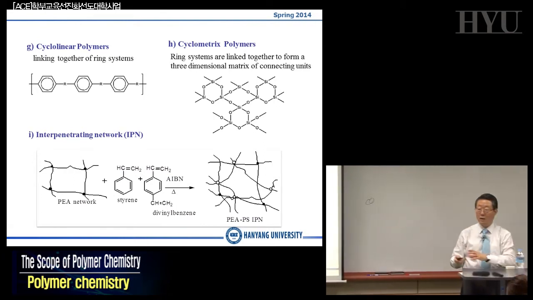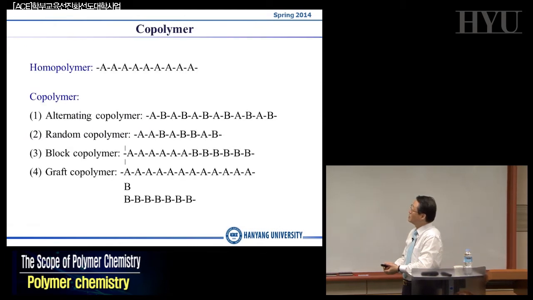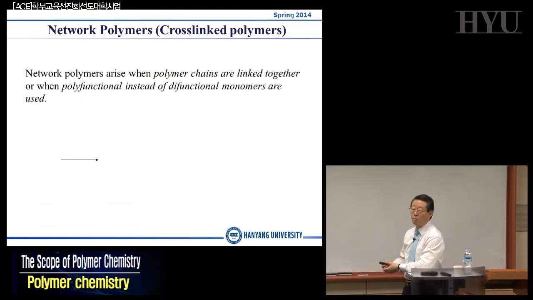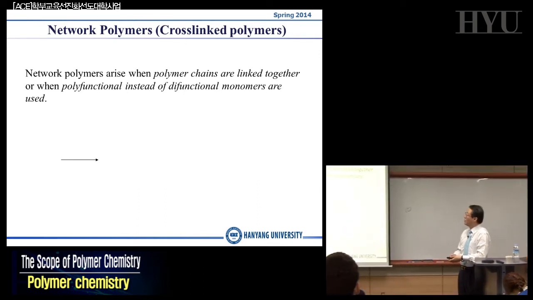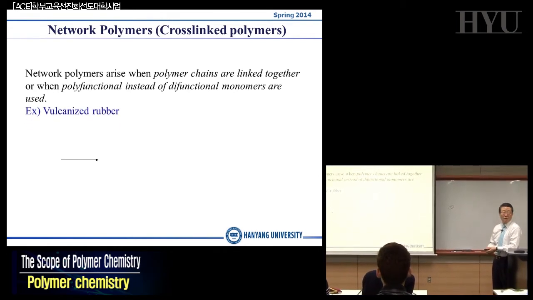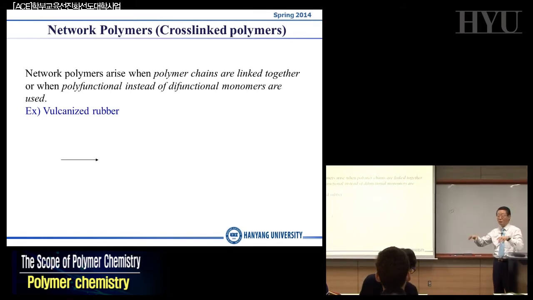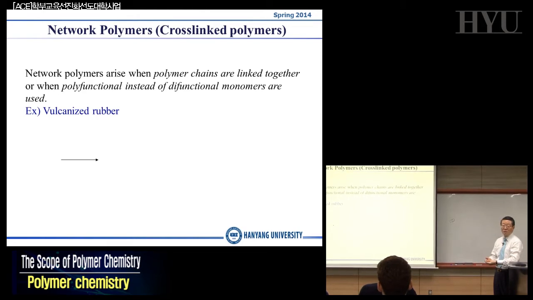In this way, you can make the network or cross-linked polymeric structures. So always, the cross-linked polymer has polyfunctionality. Functionality or functional groups over two can form the network polymers. The example is vulcanized rubber. Rubber or a pneumatic tire could be cross-linked polymers. If it's not a cross-linked polymer, it will melt. It doesn't have any viscoelasticity.